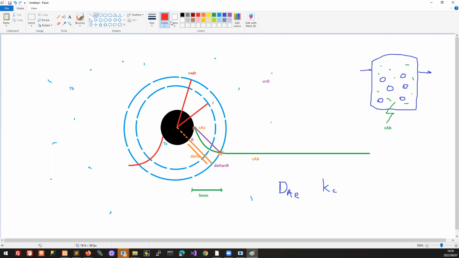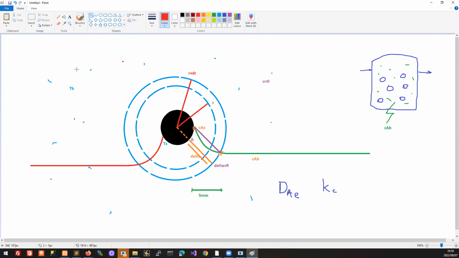And then all that variation is concentrated in a relatively short space. And then we achieve the bulk temperature. So the same concept applies in the case of the thermal energy balance, right?